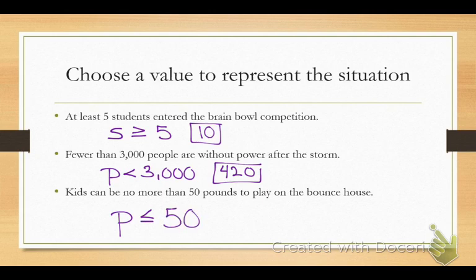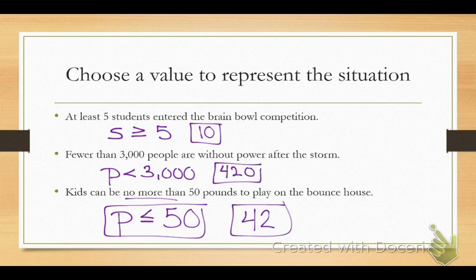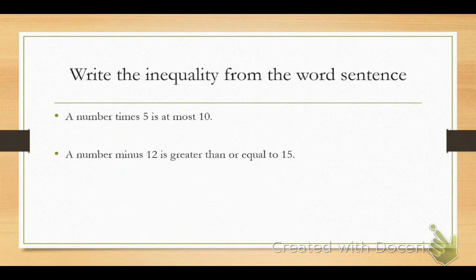And don't forget it is equal to also, because it says no more than. So if you get on the scale and it says 50, can you get on? Yeah, you can get on. P is less than or equal to 50. So give me a weight that's less than 50. 42. Okay, very good. Does -3 count? No, you can't be a negative weight.